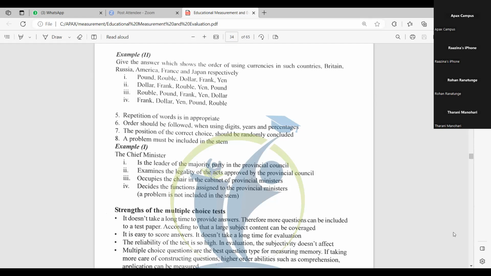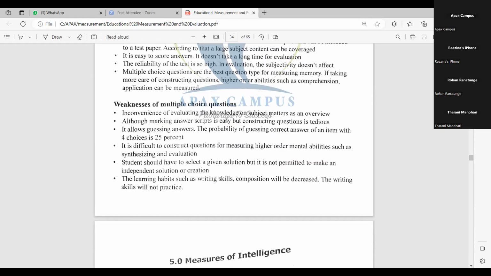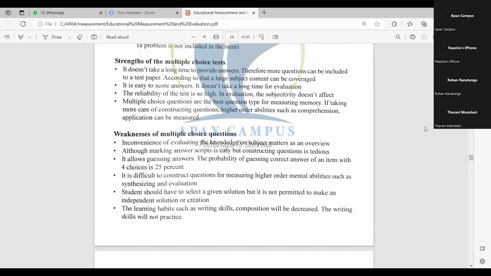Right. Then let's look at the strengths of the multiple choice tests. It doesn't take a long time to provide answers. Therefore, more questions can be included in a test paper. According to that, a large subject content can be covered. So you see now in the A-level question papers, we include about 40 multiple choice questions, and it doesn't take a lot of time to answer. Within an hour, you can answer all 40 questions, right?